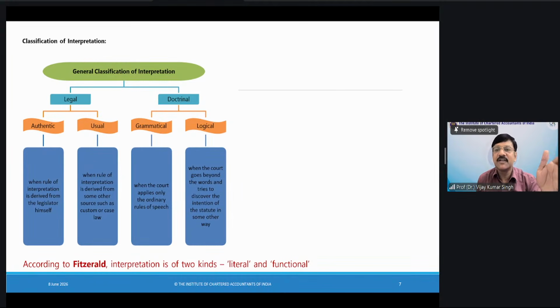When I say legal, we are talking about the source. Either it can be the legislature itself, which is authentic, or it can be the court or custom, which is usual. And when courts are dealing with the interpretation, that will be referred to as doctrinal. There, when they are applying the black letter law with the ordinary rule of speech, that will be referred to as grammatical. And if they are making sense of that particular interpretation with some more words or some more analysis, then that will be referred to as logical or functional interpretation. I hope this is clear to you people.